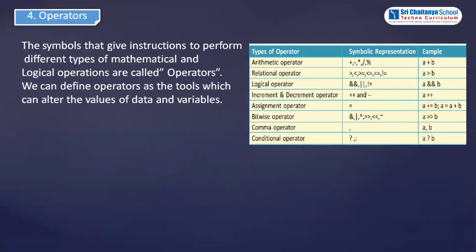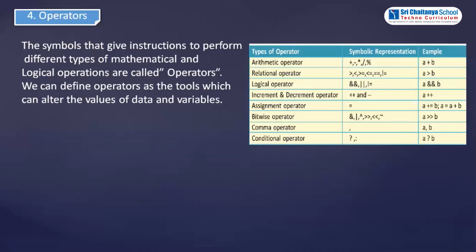Next comes your relational operator, which is used to compare the two operands. It can be used to find out greater than, less than, or greater than or equal to, or less than or equal to. And here the double equal to symbol is used to indicate that both the values of A and B are equal. And the exclamation mark followed by the equal to symbol indicates not equal to.